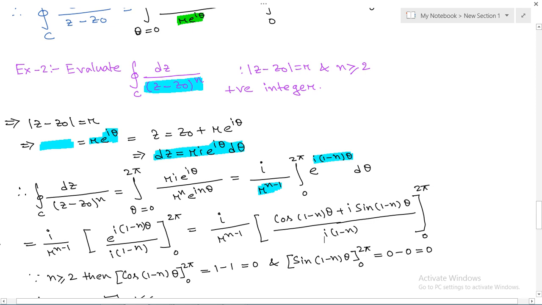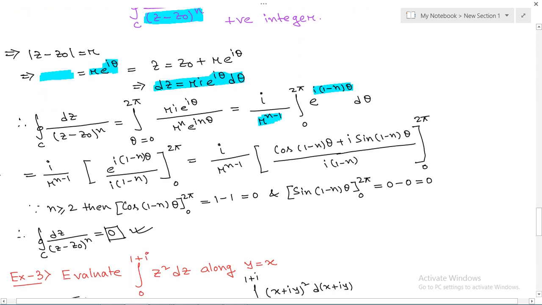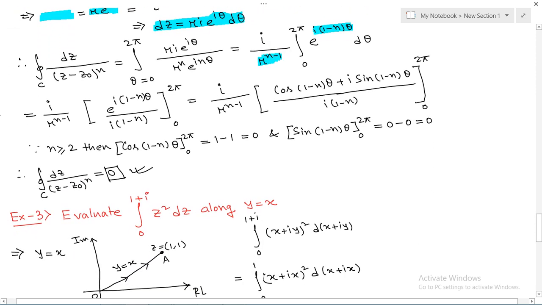So whenever we integrate this, what we will get from here is i divided by r to the power n minus 1, which is outside, times e to the power i(1 minus n)theta divided by i(1 minus n). The range of the integration is 0 to 2 pi.